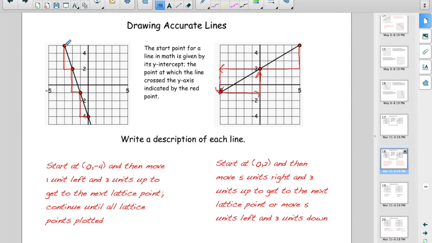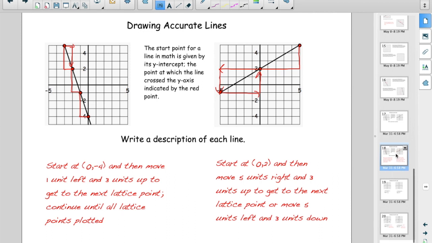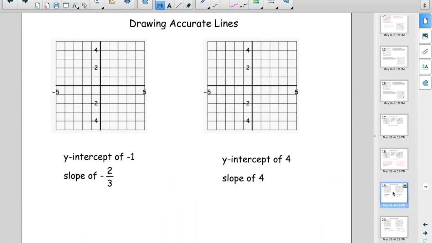In this particular case, if I wanted to describe coming to the right, that would be 1 unit to the right followed by 3 units down, whereas I had suggested 1 unit to the left and 3 units up. All right, one more set of examples to look at.